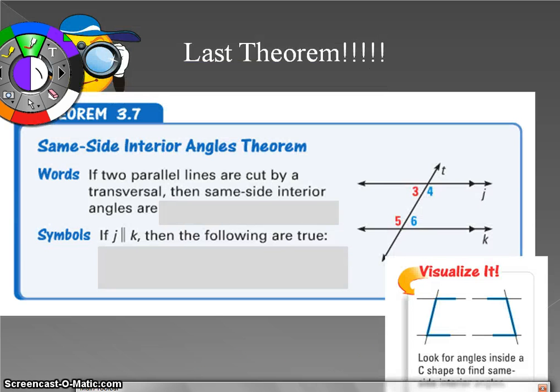Last theorem, absolute last one. This one's a little bit different. So same side interior angles, look at those. Okay, you have angle 3 right here and angle 5. 3 is acute. Would you say 5 is acute or obtuse? That is obtuse. If one's acute and one's obtuse, can they be congruent? No. So if two parallel lines are cut by a transversal, then the same side interior angles are supplementary.